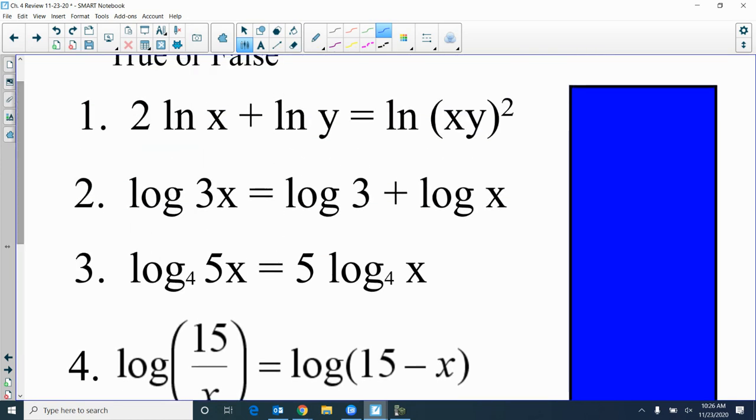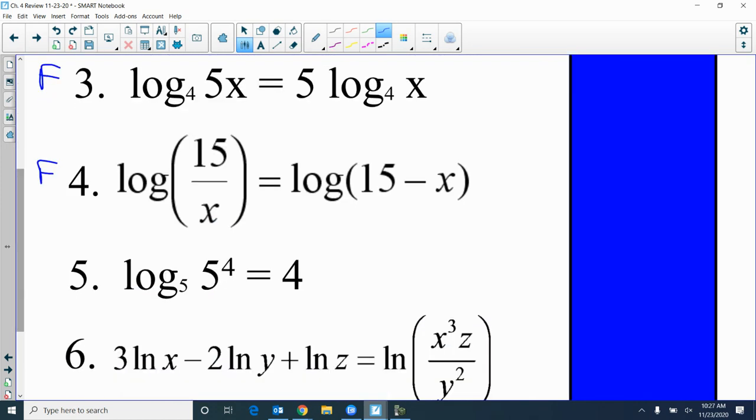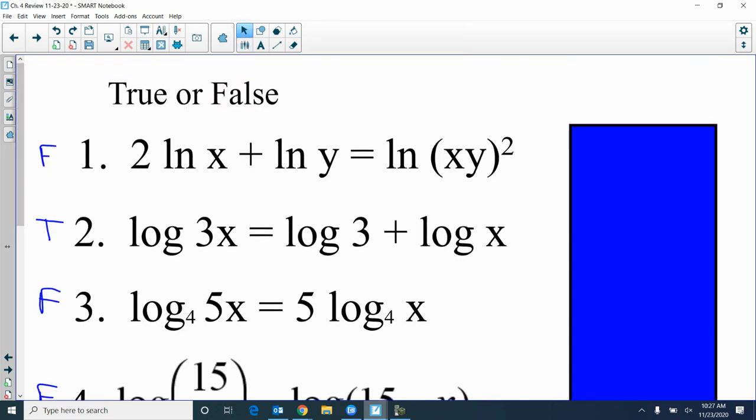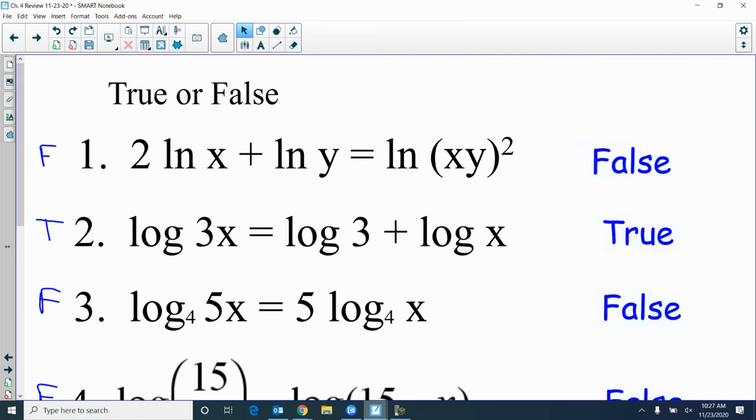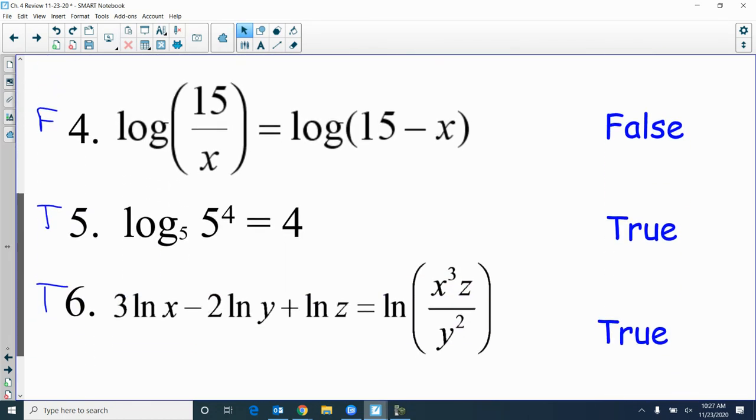All right, Cooper, what do you got for number 1? False. All right. Mia, what do you got for 2? Adam, how about 3? I said false. Nathan, 4. False. 5. What do we got for that one, Emily? True. And 6. What do we got for that one, Peyton Burns? I said true. All right, let's see. False, true, false, false, true, true. All right, good work. Got them all right.